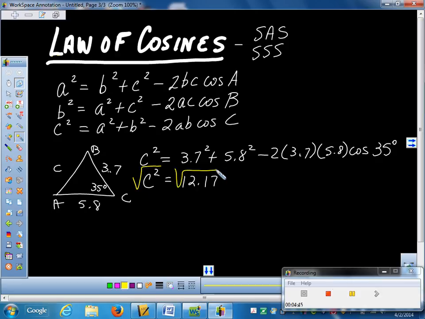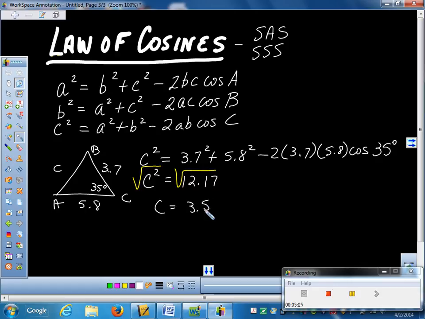So it would be a plus or minus? Technically it's plus or minus, but we're finding a length of a triangle, so it's got to be positive. So there will not be plus or minus answers. 12.17, and square root of that. And since they were doing one decimal place here, two significant digits, we would just round it off to the same and say it's 3.5.